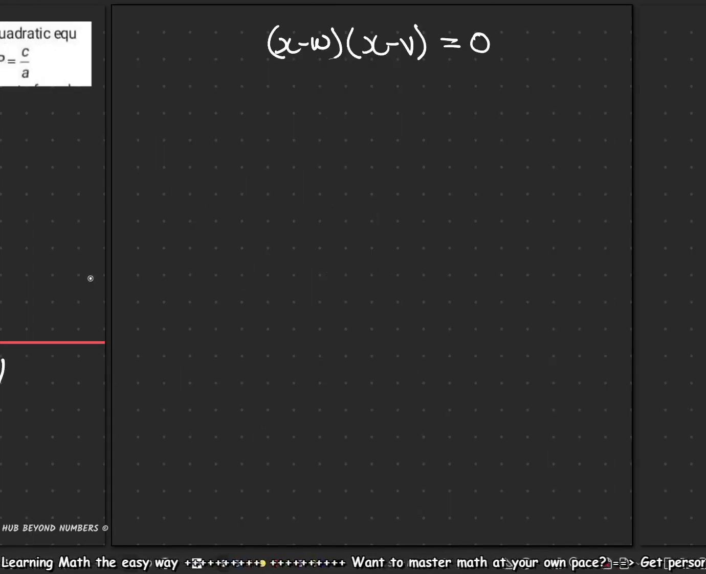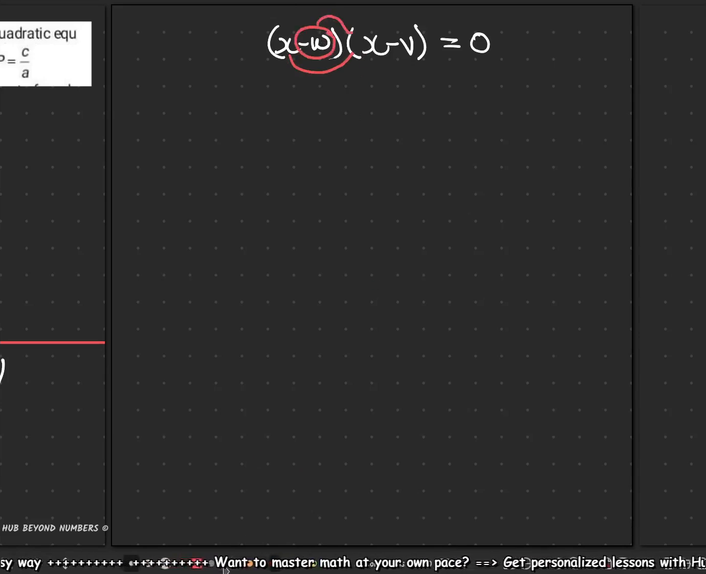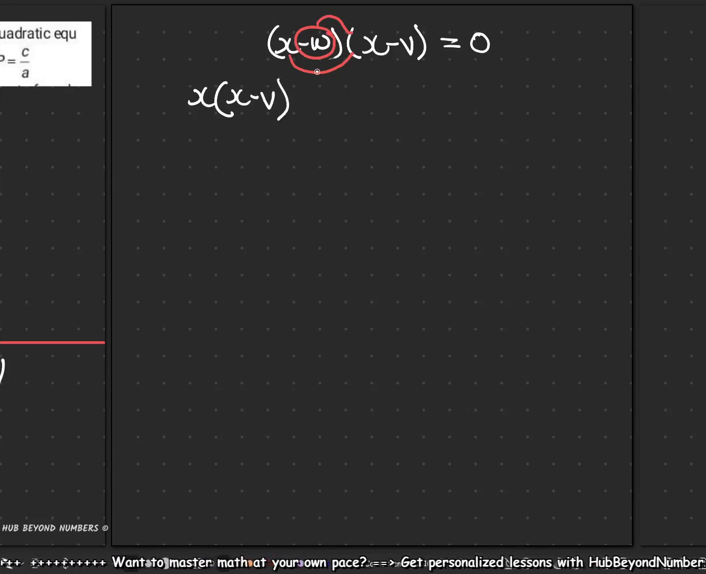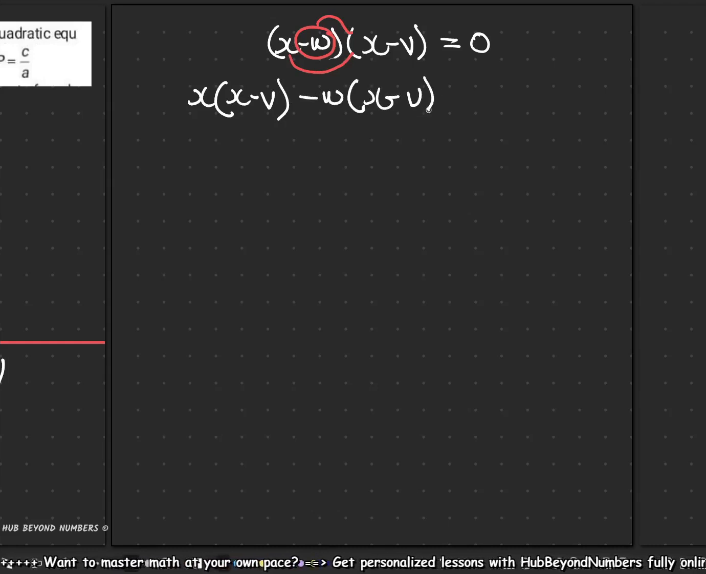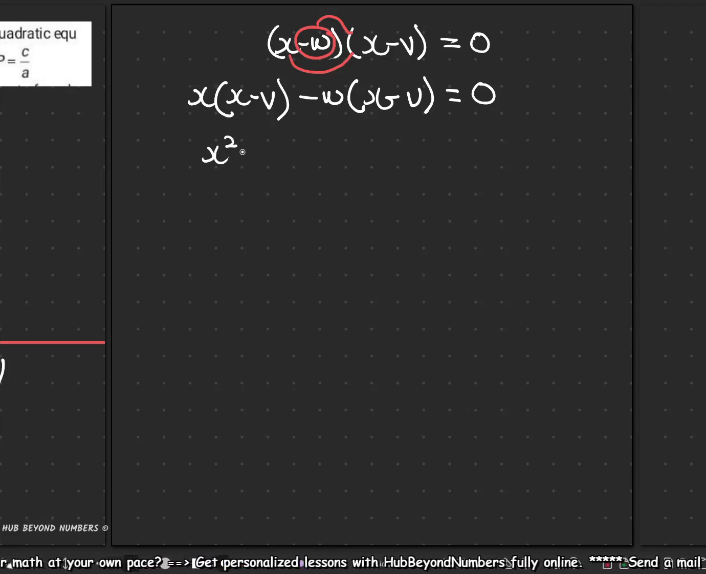So with this that we have over here, if we want to expand, it simply means the x value multiplies the whole bracket, and the negative w also multiplies the whole bracket. So for the x value multiplying the whole bracket, we have x into bracket x minus v. And for the negative w, we have negative w into bracket x also minus our v. It's equal to 0. Now let's expand. So x multiplies x to give us an x squared, and x multiplies v to give us negative vx.